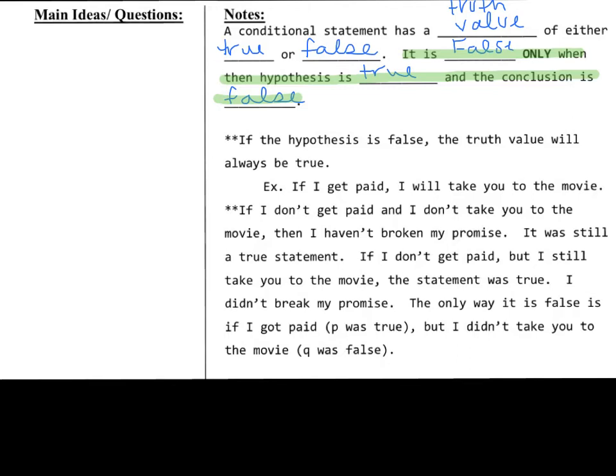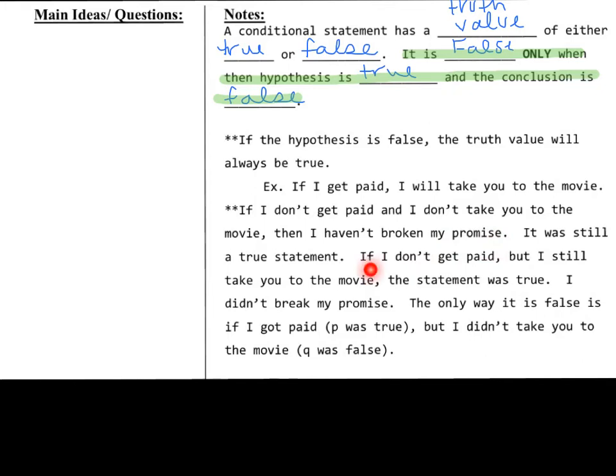So I have an example here to help you remember this, and just bear with me. If I get paid, I will take you to the movie. So P is getting paid, and Q is that they'll take you to the movie. If I don't get paid and I don't take you to the movie, then I haven't broken my promise. Okay? So it's true here. So that conditional statement would still be true.